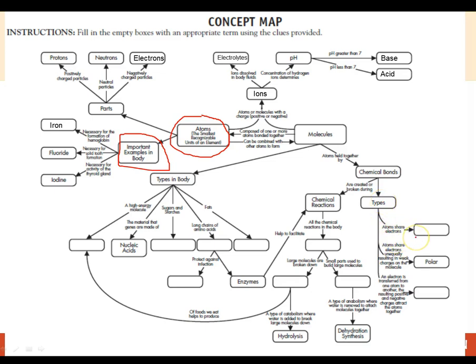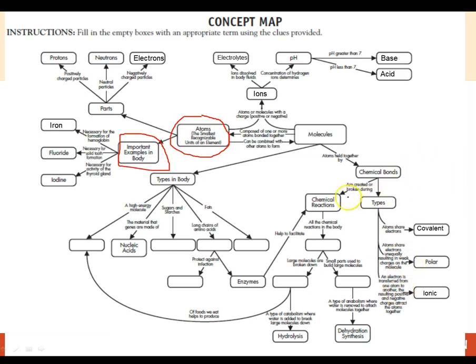Atoms that share electrons are known as what kind of chemical bond? That would be covalent. Okay, if atoms share electrons unequally, it creates a polarity or a polar bond. Now, an electron is transferred from one atom to another, and the resulting positive and negative charges attract the atoms together. What kind of bond is that? That is an ionic bond. The ions, they're sharing those charges.